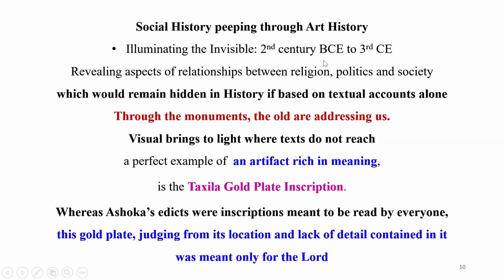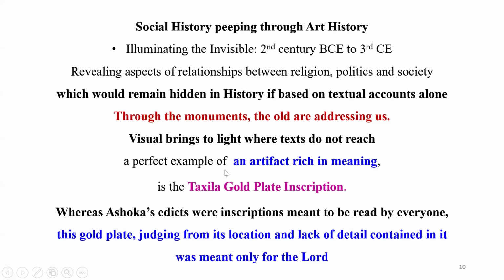Now, the next one I'm coming to is social history peeping through art history. That means we are going to look at two pieces, which are really art, but what else comes through? It reveals aspects of the relationships between religion, politics, and society. And it also highlights the fact that unless these resources were considered, history would remain hidden if it was only written. So in a way, we can say that in the monuments, the old are addressing us. The visual brings to light where texts do not reach.